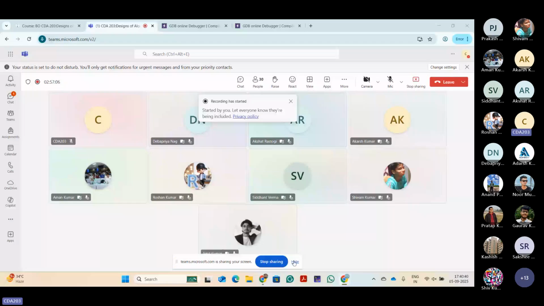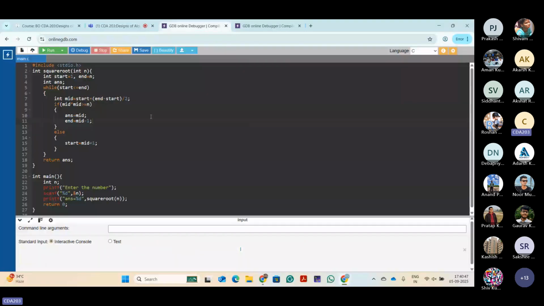I think you can see my screen now. This one is another code. It's the same thing, finding the square root of n.